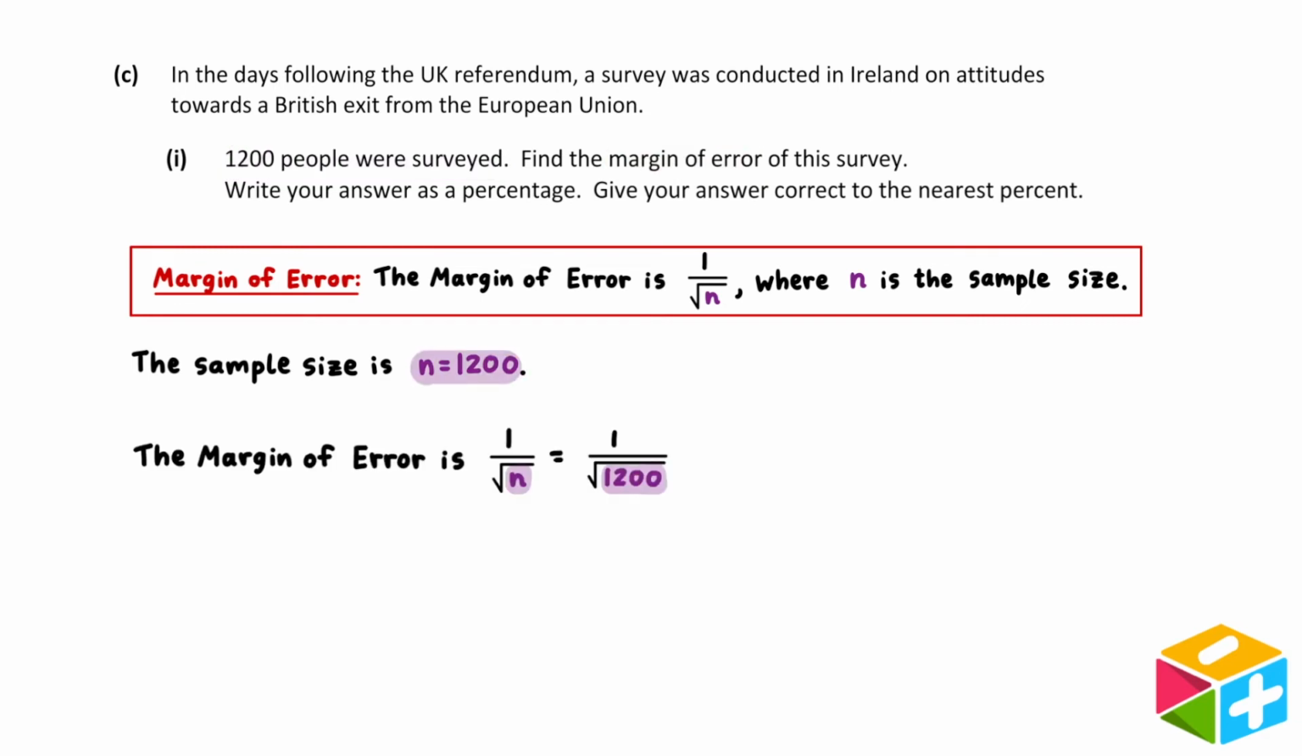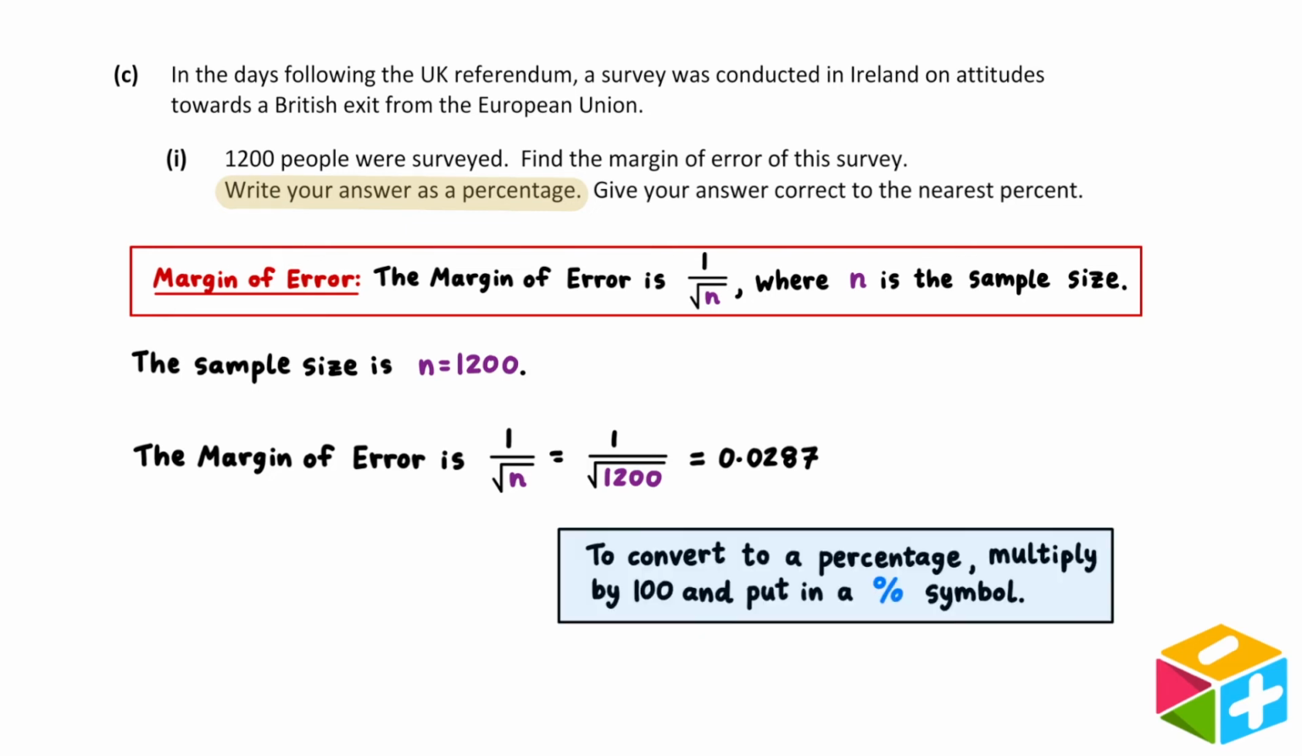We know that the margin of error is 1 divided by the square root of n. So here, that's 1 over the square root of 1,200. If we type this into our calculator, we get 0.0287. We are asked to write our answer as a percentage. To convert this to a percentage, we must multiply by 100 and put in a percentage symbol. If we do this, we get an answer of 2.87%.